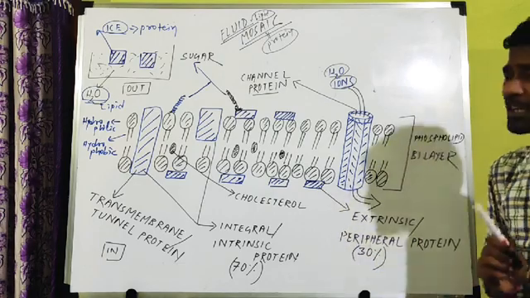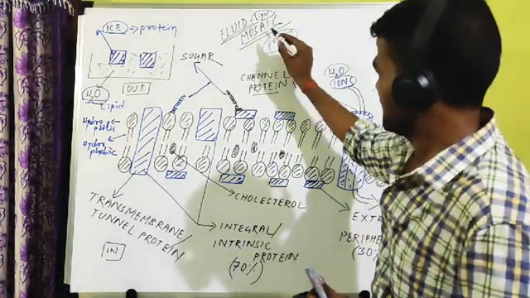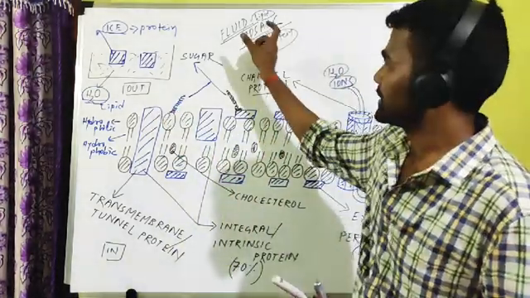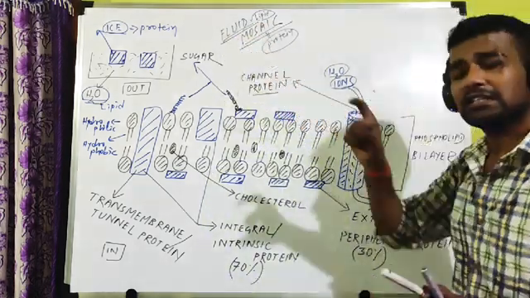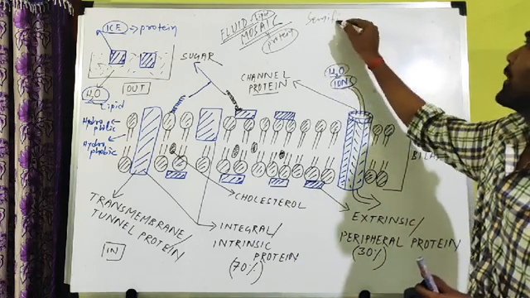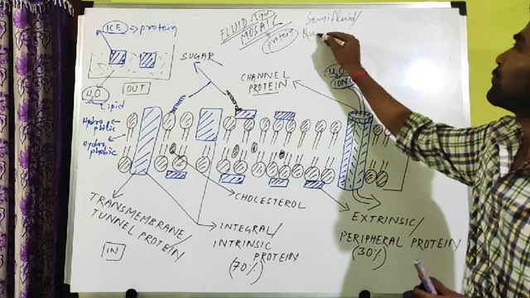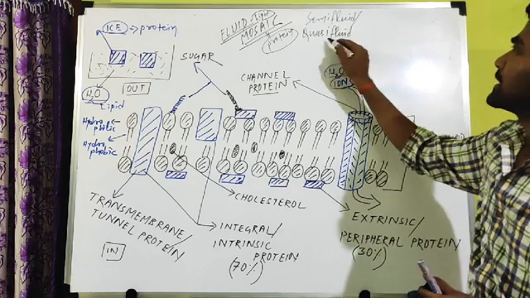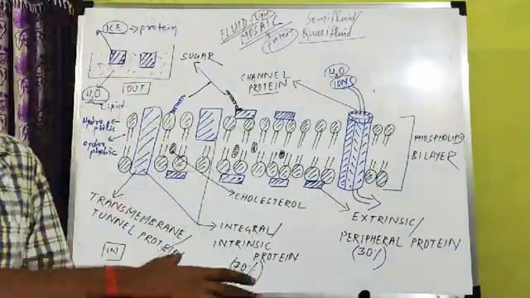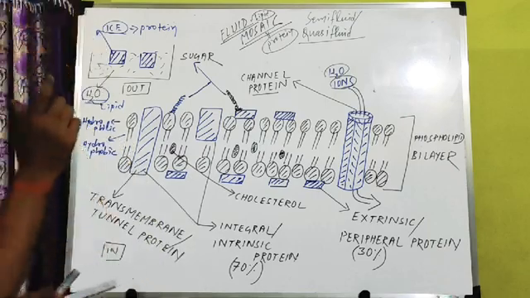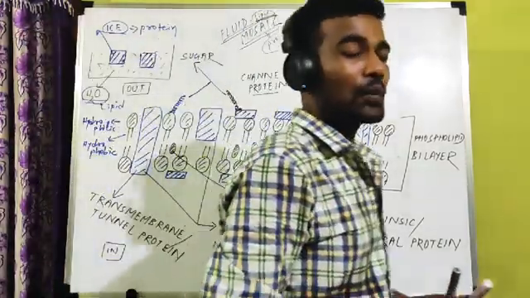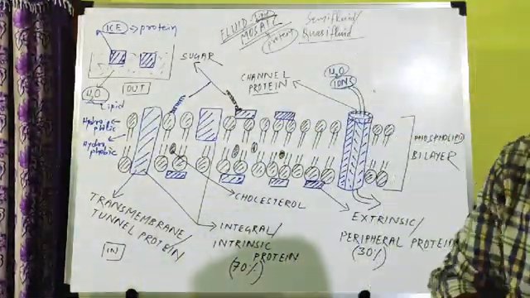But Singer and Nicholson told that we can compare this lipid with fluids, but this fluid is not complete water. This fluid, in the fluid mosaic model, is not like complete water. It is a semi-fluid, also called a quasi-fluid. Quasi means just like a gel, not complete fluid, not complete solid. So according to the fluid mosaic model, the lipid part makes the fluid, but these fluids are quasi-fluid or semi-fluid.